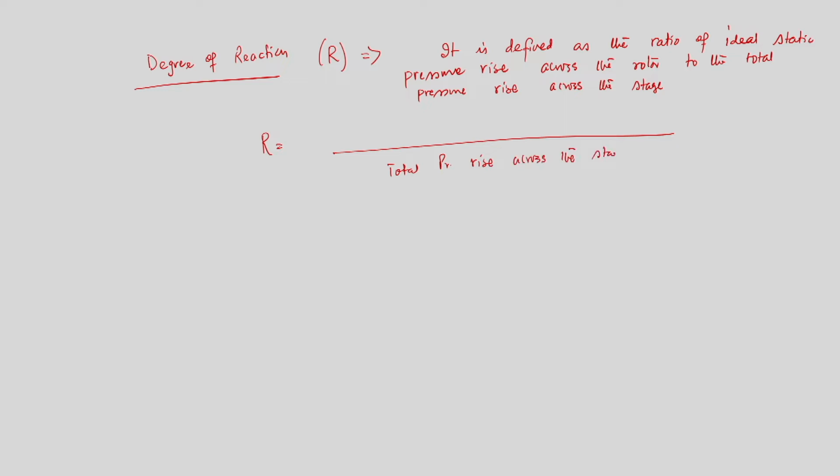So, R is defined as the ideal static pressure rise across the rotor to the total pressure rise across the stage.